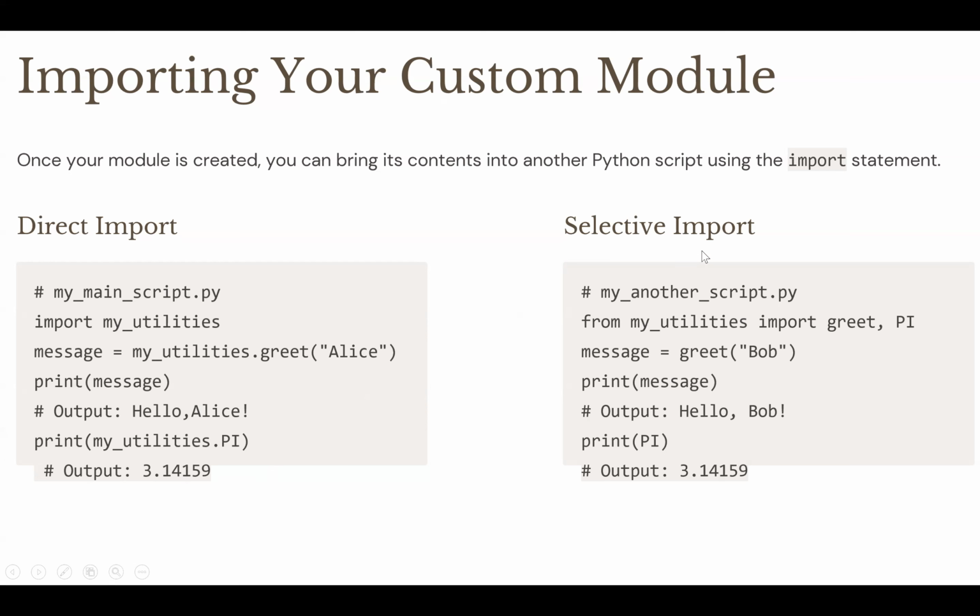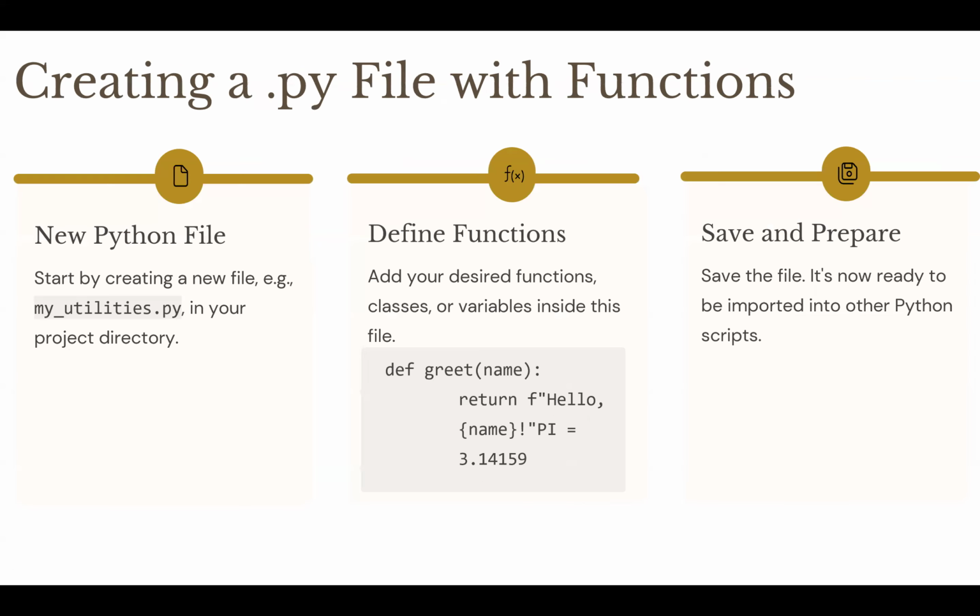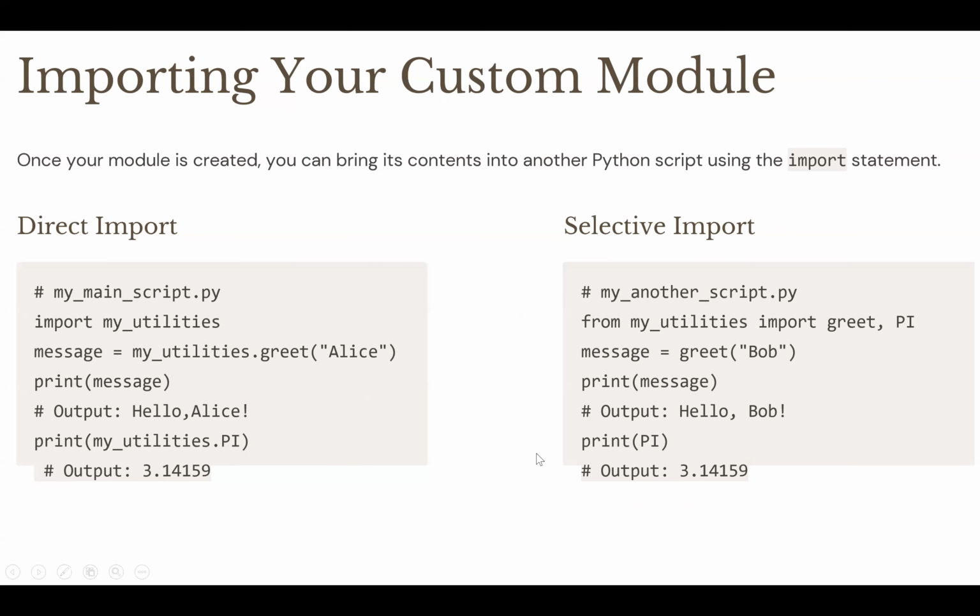Okay, then selective import. What is selective import? Selective import means, as I said here, greet is a member of my utilities. I want to use only greet. Here we have two things, one is greet, another one is pi. In this case, I want to use only greet or I want to use only pi, or you can use both directly. That is selective. Any one will be selected and used here.